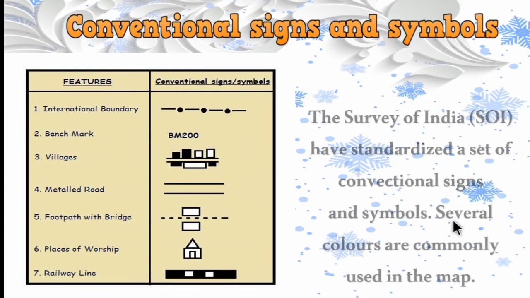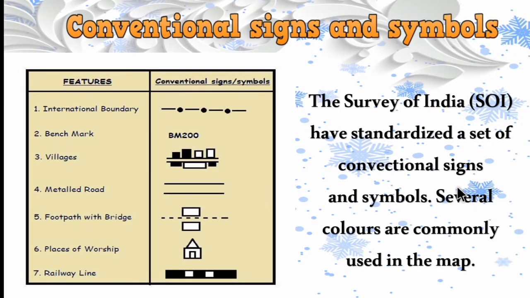And also the Survey of India. So Survey of India is SOI. It has a standardized set of conventional signs and symbols. Several colors are commonly used in a map. So SOI has a standardized set of conventional signs and these signs are used on the map.